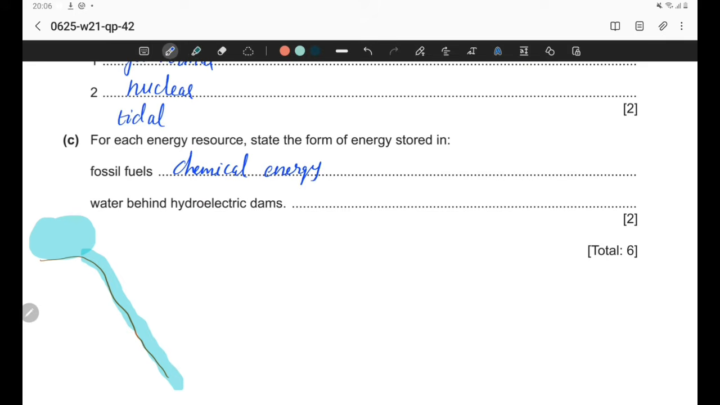The main reason is the gravitational potential energy of the water, as it is stored at a certain height and provides energy. So we can write gravitational potential energy. We need to mention gravitational as there are different types of potential energy available. Elastic potential energy is there. So you should mention gravitational potential energy in order to score full marks.